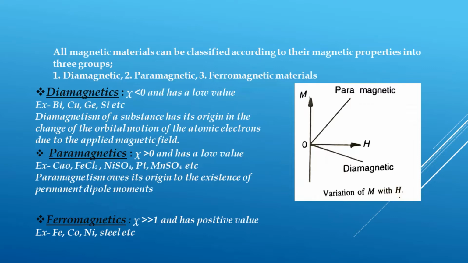So what is the origin of diamagnetism in a substance? It comes due to the change in orbital motion of the atomic electrons. So when a magnetic field is applied, there is a change in the orbital motion of the atomic electrons. That is the main cause of diamagnetism.